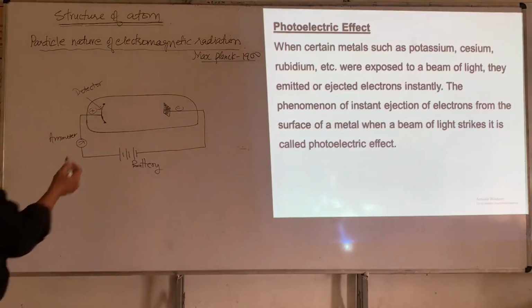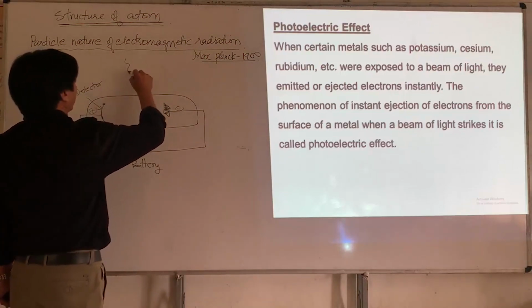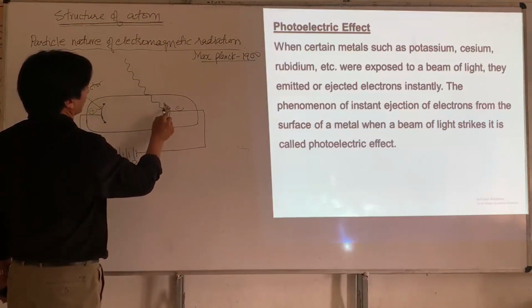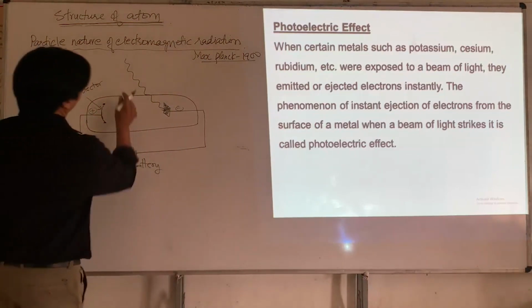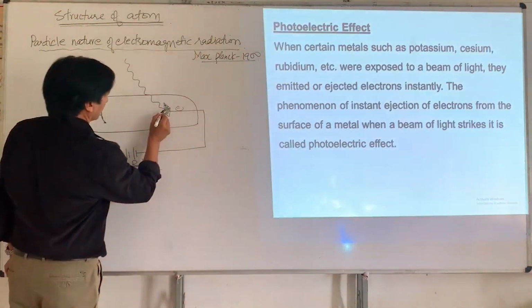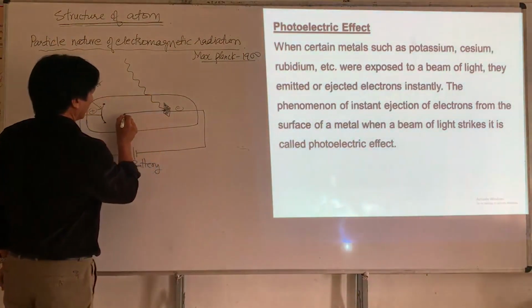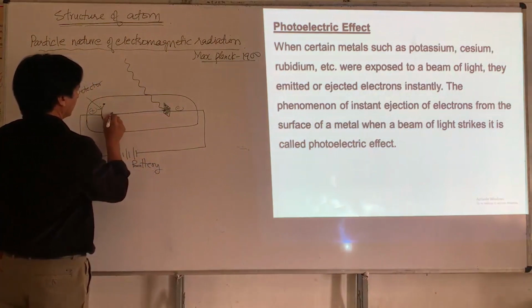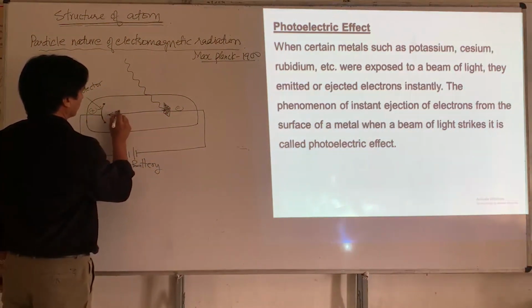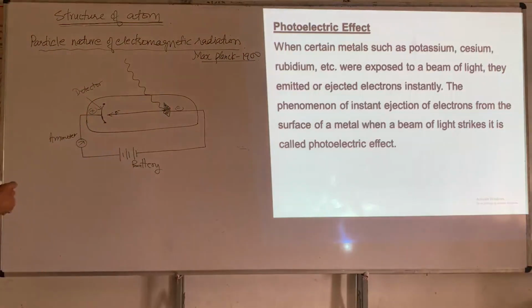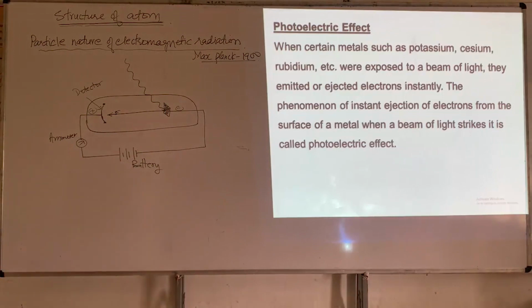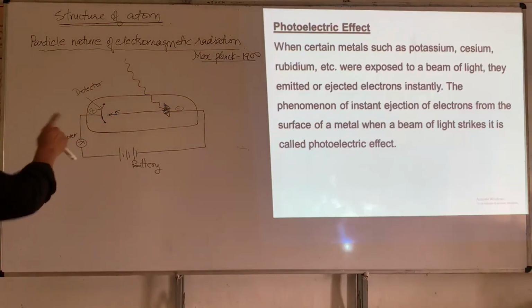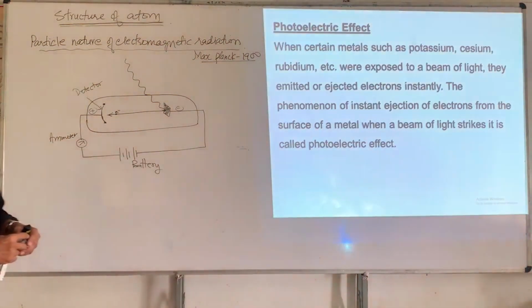Now, when a beam of light strikes the metal surface here, what happens is, soon after the beam of light strikes the metal surface, electrons get ejected. You have electrons getting ejected, so let's take this as the electron line. This phenomenon, in which you see instant ejection of electrons from the surface of a metal when a beam of light strikes it, is called the photoelectric effect.